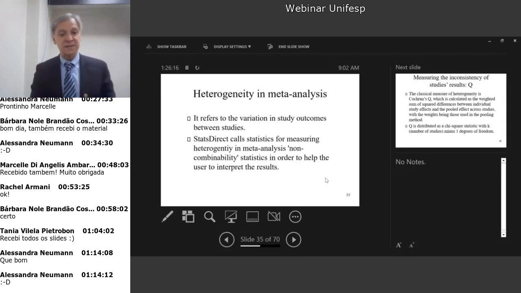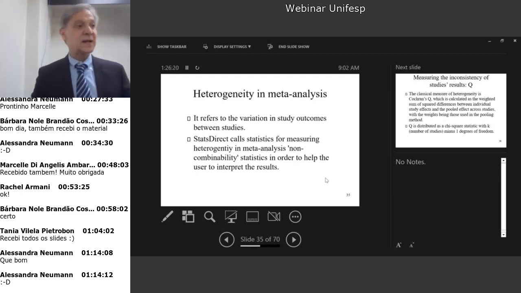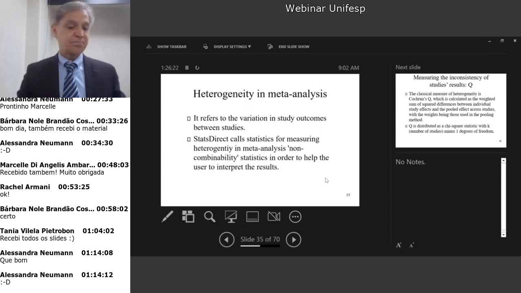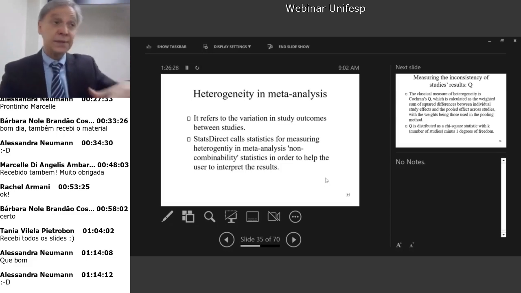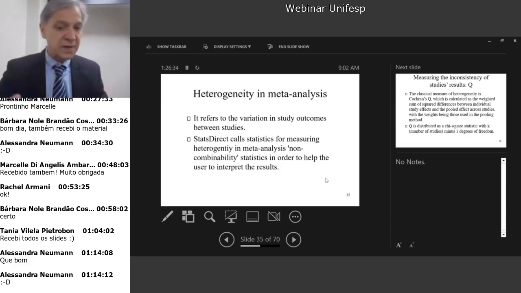Heterogeneity in meta-analysis refers to the variation in the study outcomes between studies. That's pretty obvious, right? So when a study shows an effect that's big, the other one is much smaller. The other one shows a negative effect. That's a lot of variability right there. And also the other variables are varying a lot. The way you measure the average is very different.